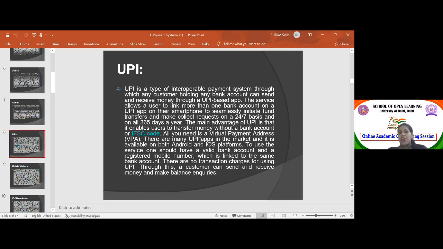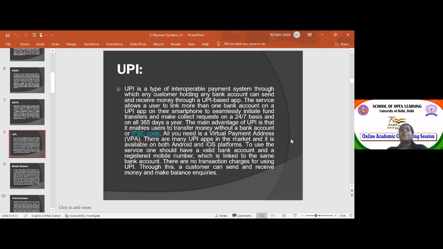One more advantage of UPI is that you can make the transaction 24/7. Otherwise, if you are making payment by going to your bank's branch, then you have to be there from 10 to 5, and then you have to consider the working days as well. But here, using the UPI, you can make the payment 24/7 and 365 days of the year.